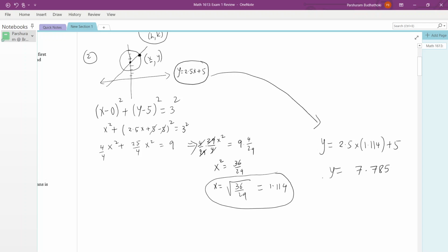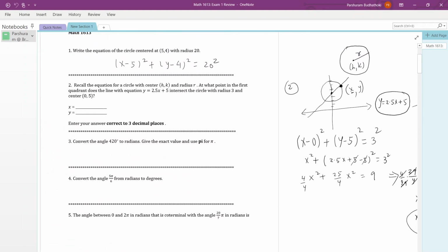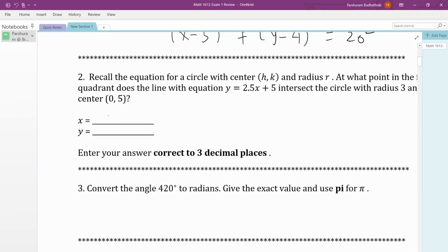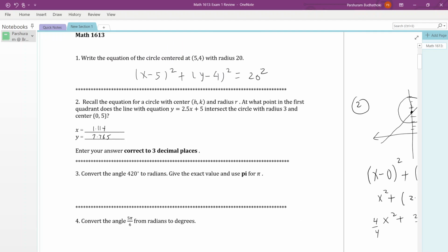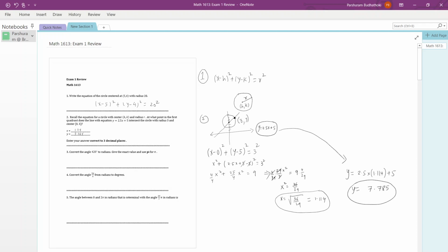This is 3 decimal places. So the x coordinate and y coordinate are, I'm going to put that value back here. After 3 decimal places, the x coordinate is 1.114, and the y coordinate is 7.785. Okay, so basically it's a point of intersection between the circle and the line we have given.